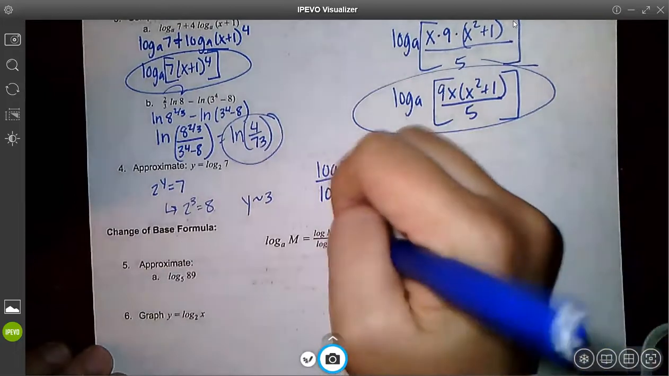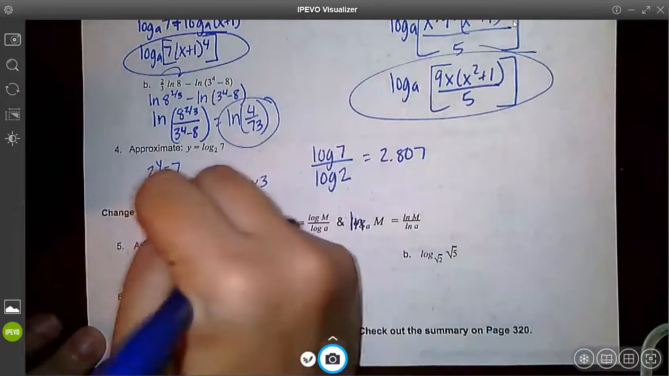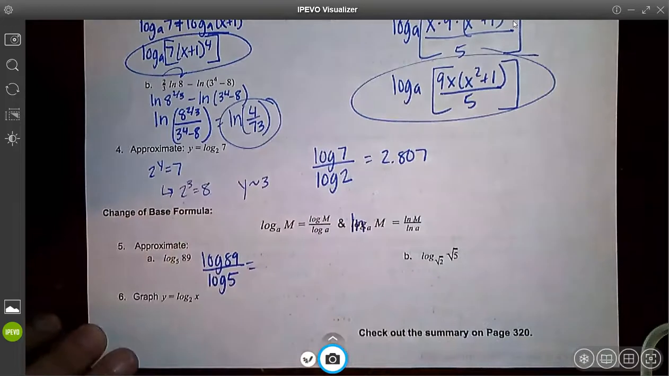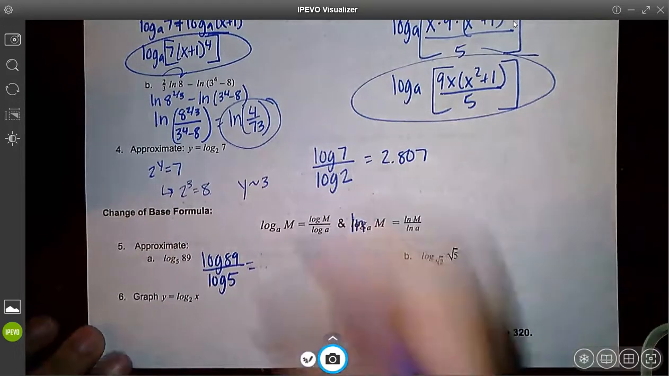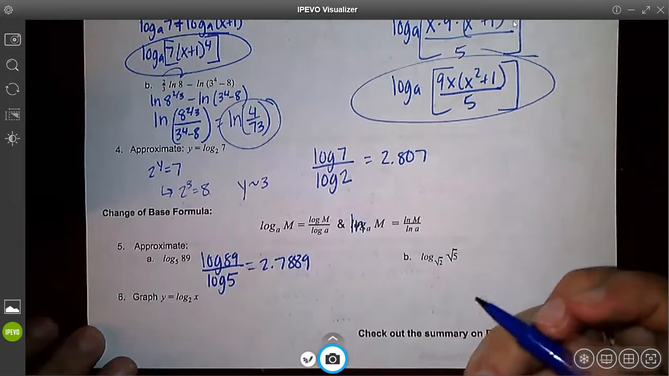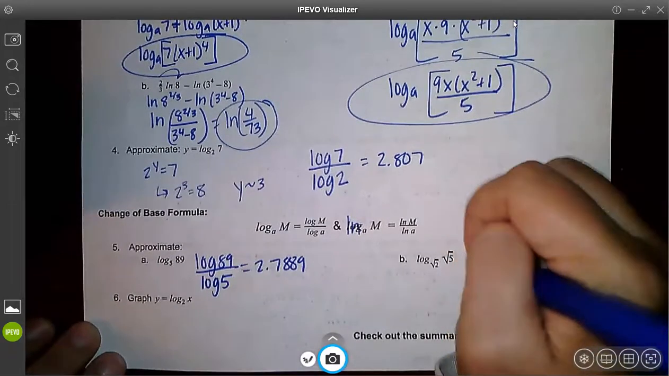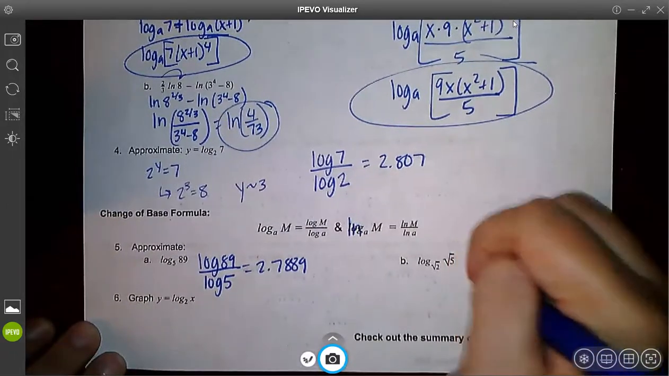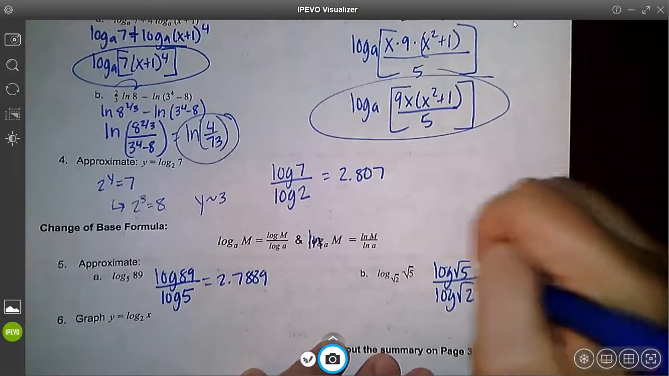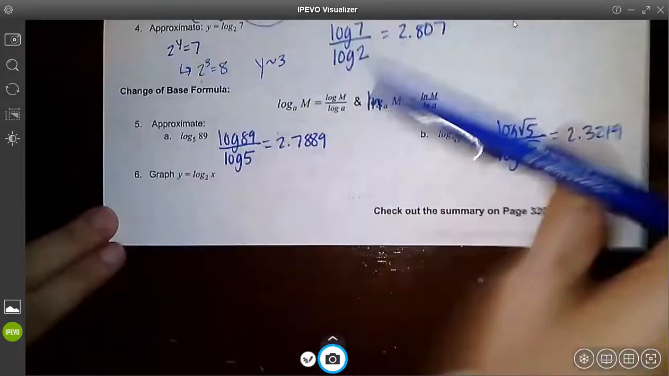Now to approximate. I have the log of 89 divided by the log of 5. Then just plug that in your calculator: 2.7889. It will tell you how many decimal places typically. If it doesn't, just use 3. Here I've got the log divided by the log of the square root of 2, which is 2.3219. And then the last one is on the calculator.